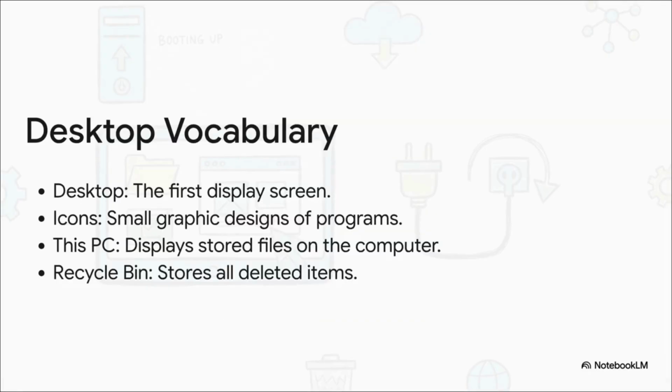Now, what's really interesting about this is how clear our digital workspace definitions are. The desktop is our starting point. Sitting right there on that desktop are icons. These are the small graphic designs representing different programs. An absolutely crucial icon is This PC, which displays the files stored on the computer and the number of drives you have. And of course, we have the recycle bin, which safely stores all the files or folders that have been deleted, essentially acting as the computer's digital dustbin.